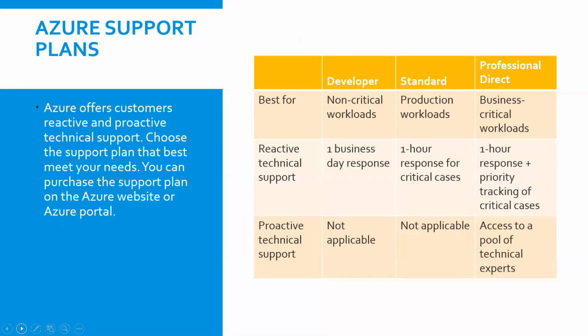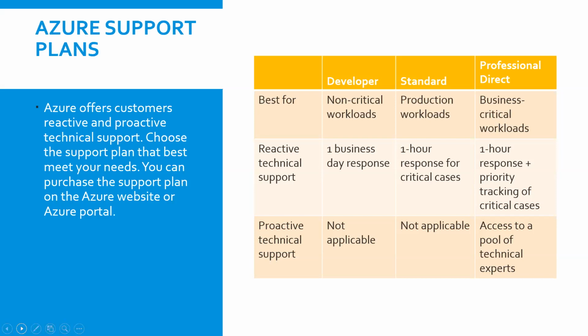Here are the plans. The basic plan you don't have to pay anything, developer is $29, I think, standard you have to pay $100, and professional direct you have to pay $1,000. It's monthly. When you pick a developer plan, it's recommended for non-critical workloads. If you don't have any critical workload, just go for developer.